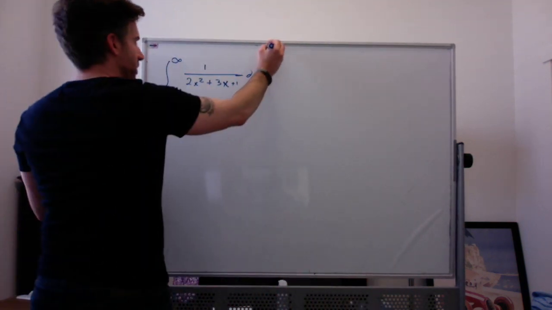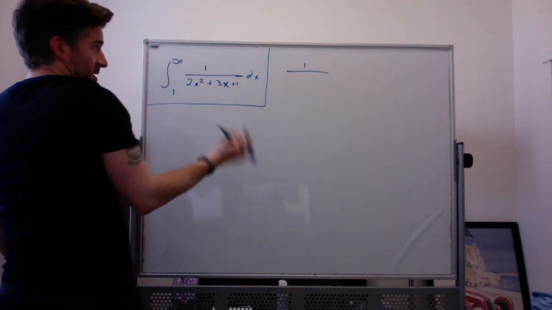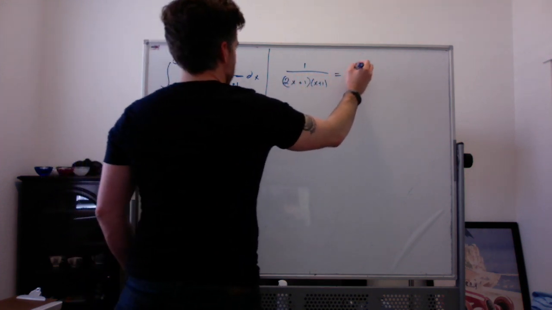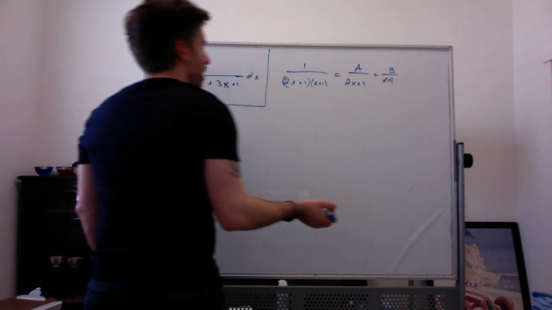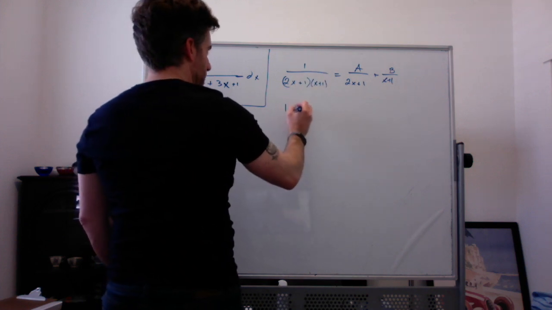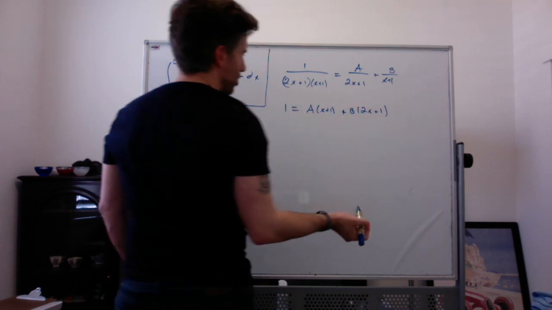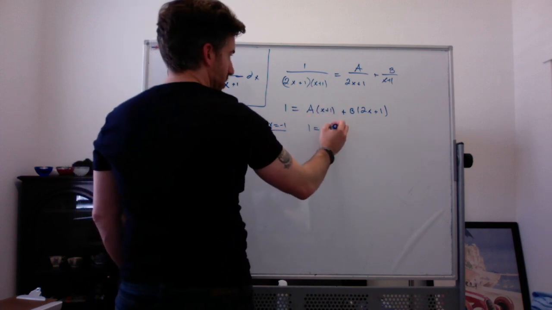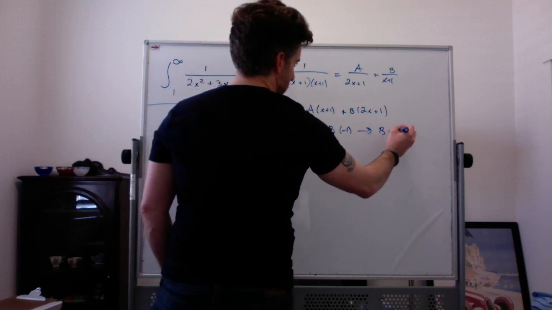So I'm going to ignore the limits of integration first and just deal with the partial fractions aspect of it. I'm going to factor this. It factors as 2x plus 1 times x plus 1. So it is A over 2x plus 1 plus B over x plus 1. Multiply both sides by the common denominator. I get 1 equal to A times x plus 1 plus B times 2x plus 1. The numbers are not super nice here. One convenient value is negative 1. I get 1 equal to 0 plus B times negative 2 plus 1, which is negative 1. B equals 1 divided by negative 1, which is negative 1.